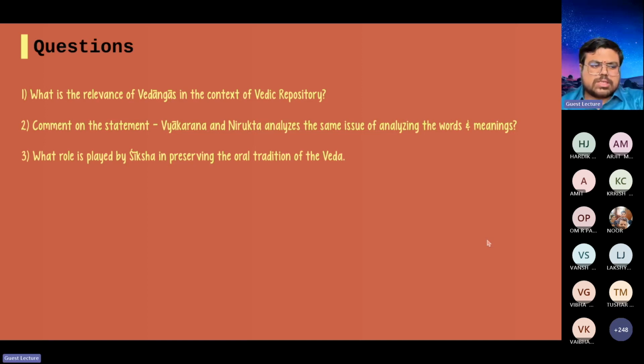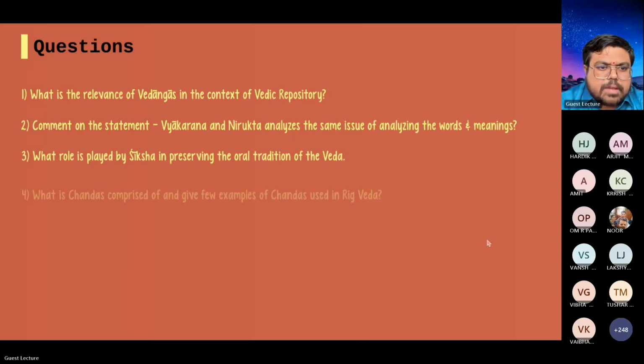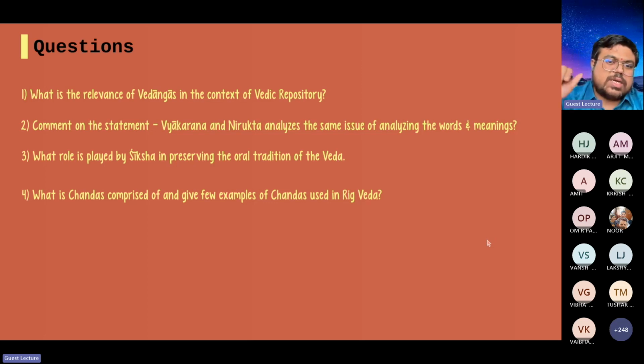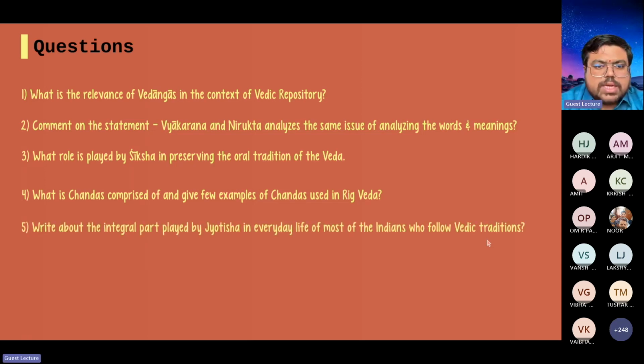Of course, these are the questions, some are taken from the textbook, as I often say. What is Chandas comprised of? And give a few examples of Chandas used in Rig Veda. The Chandas we learned, right? Gayatri, Ushnik, Brihati, those are the things I want here. Write about the integral part played by Jyotisha in everyday life of most of the Indians who follow Vedic traditions.